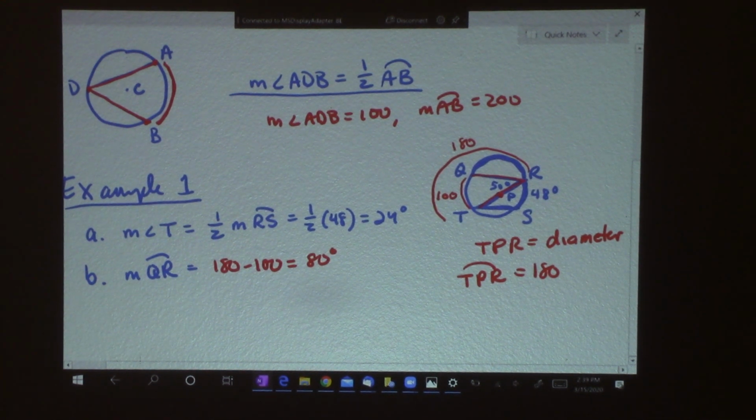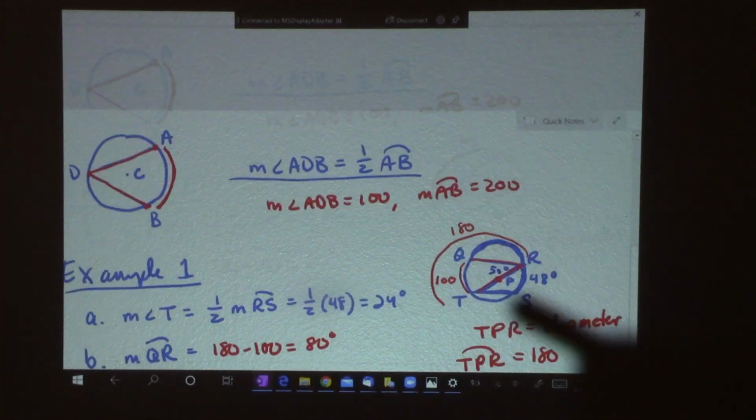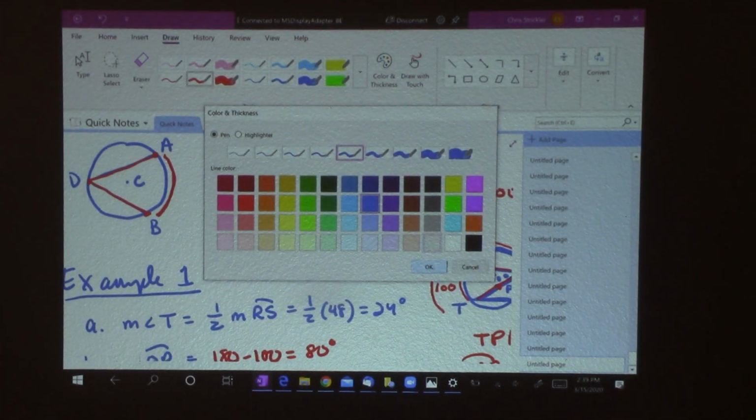So you can see that when you have these intercepted arcs, you can find different pieces of the circle based on these theorems and other ones we've done before, like the fact that TPR is a diameter. That helps us a lot. And you would see that by the clues in the picture. So you have to look at the picture and see, TPR is a diameter, so I would be able to figure that out. So keep looking at the pictures in order to do that. Okay, so let's go on to the next example, which is example 2.